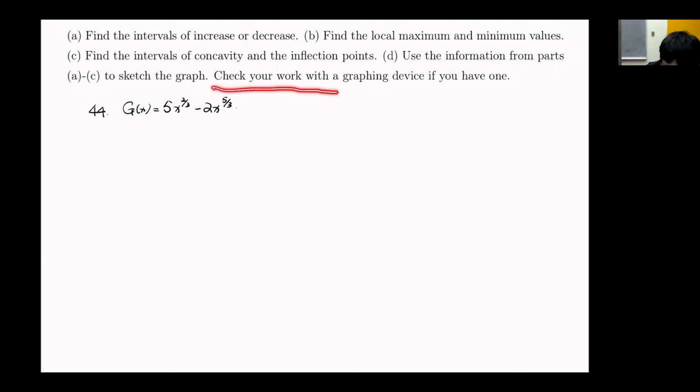You are also asked to check your work with a graphing device if possible. So let's start with number 44. This is an algebraic function looking very ugly, so let's try to do this slowly.